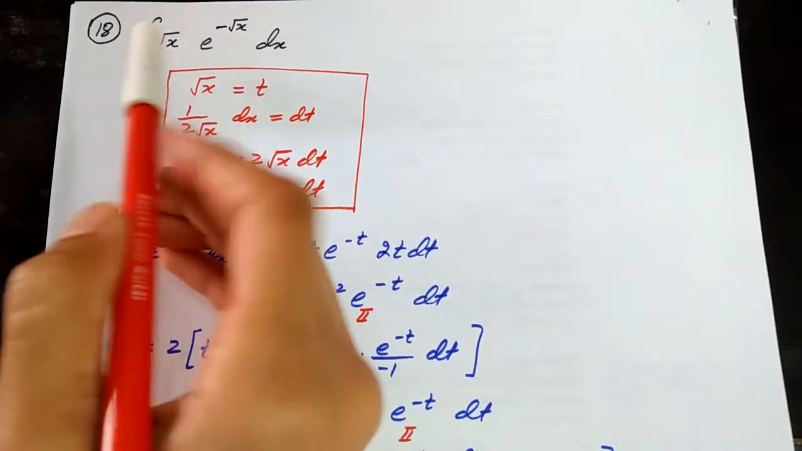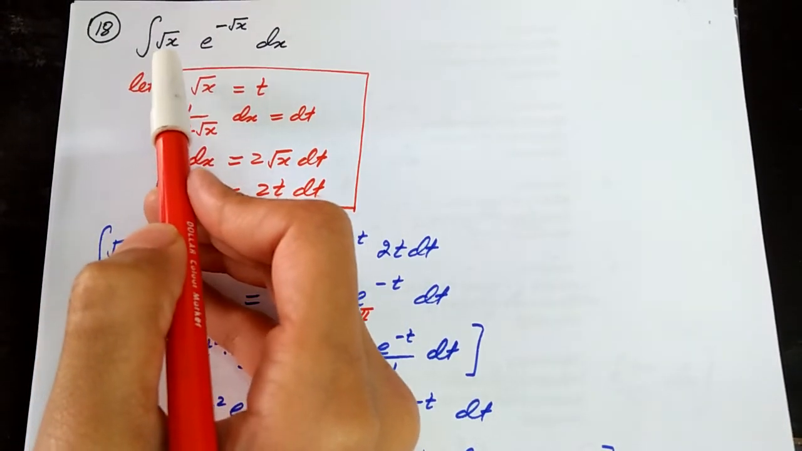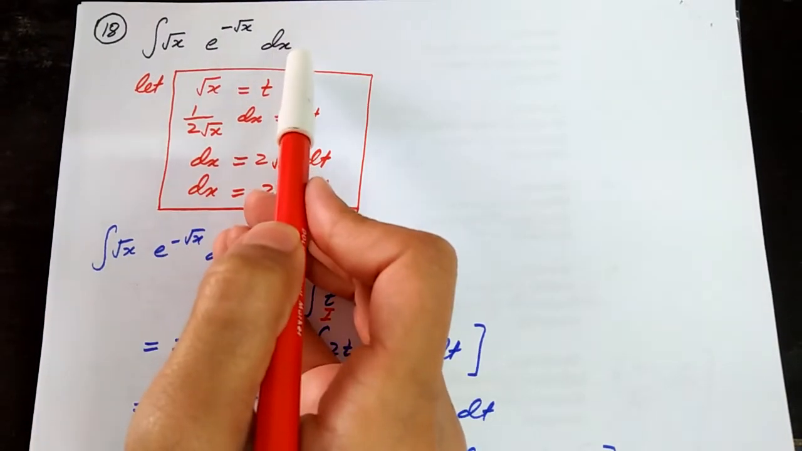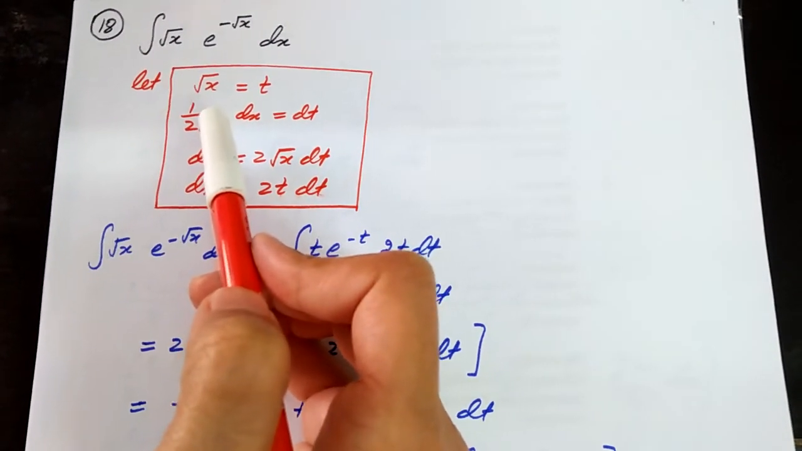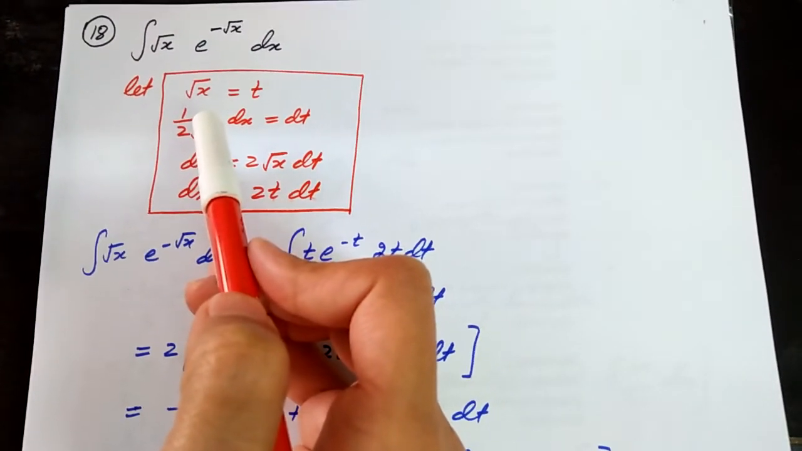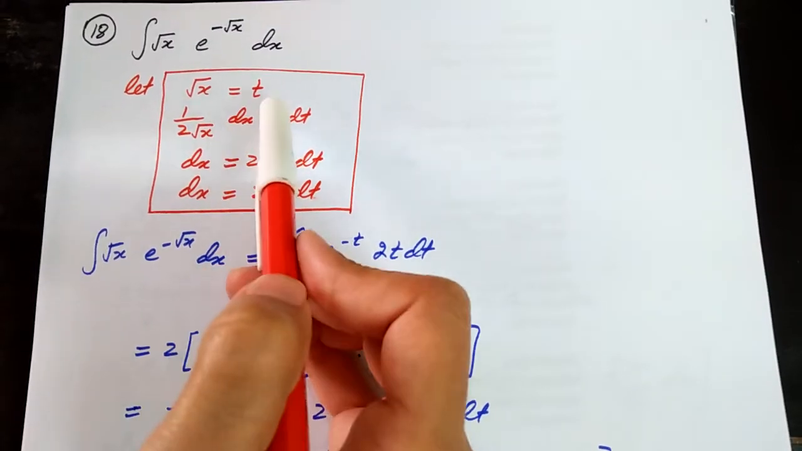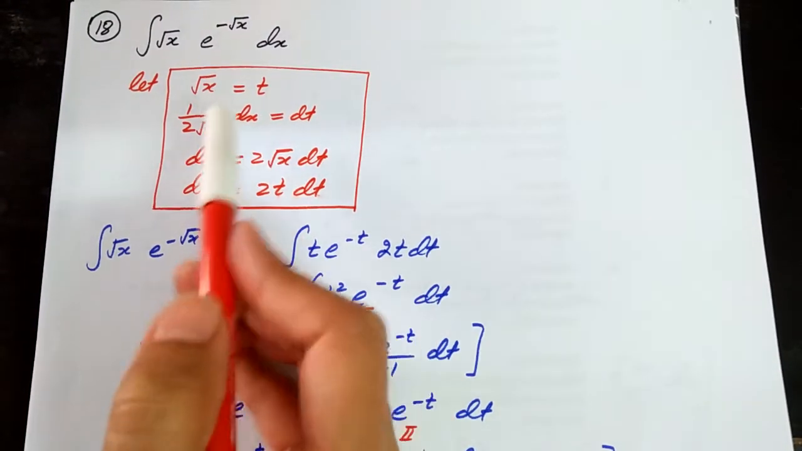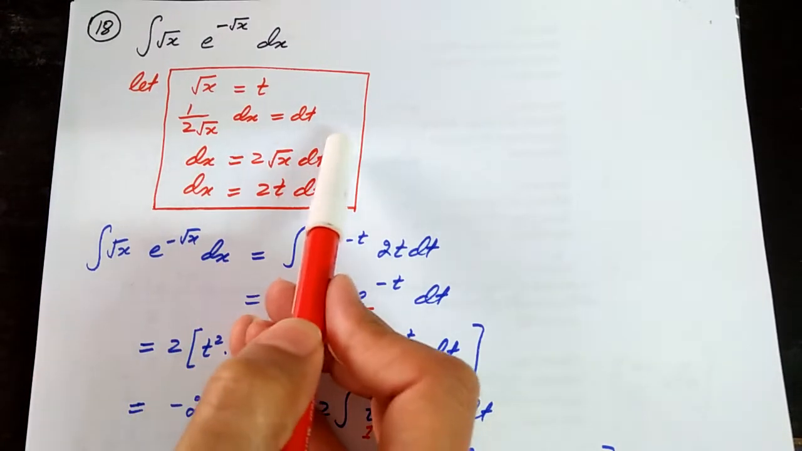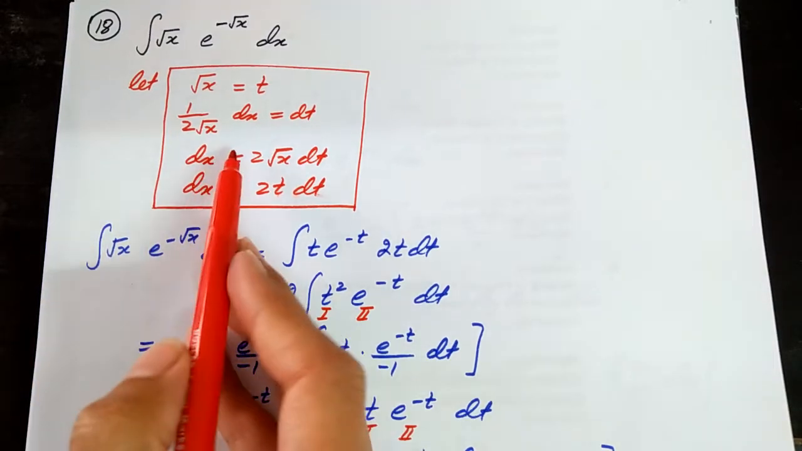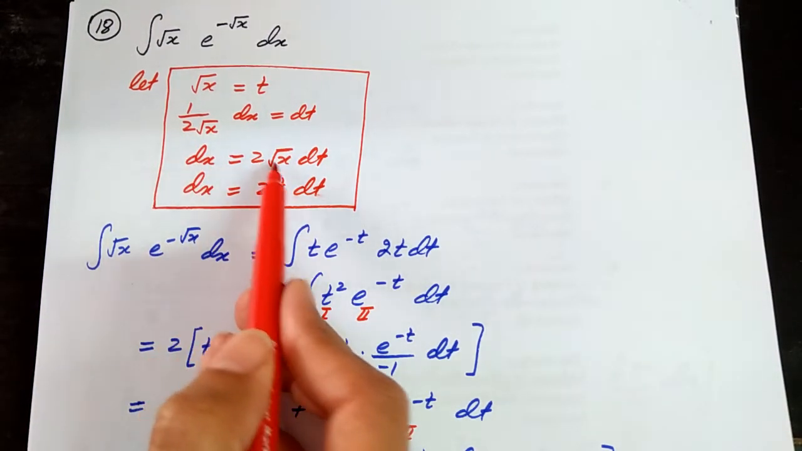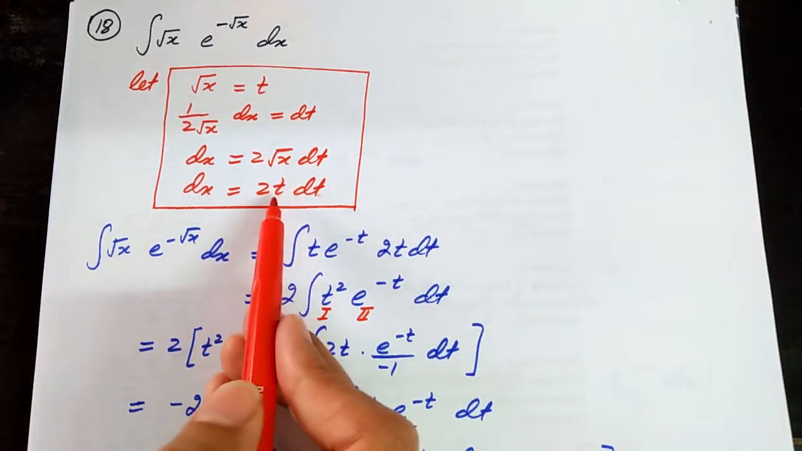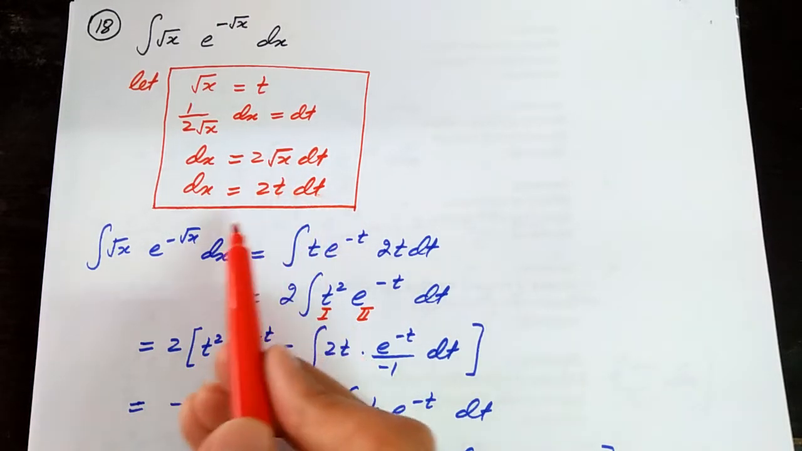Question number 18. Integrate under root x e raised to power minus under root x dx. I have just used the substitution here. Let under root x equal t. Now differentiate both the sides. We will get 1 over 2 under root x dx equals dt. Just move this 2 under root x to the other side. We will get dx equals 2 under root x dt. And under root x is t, so dx equals 2t dt.